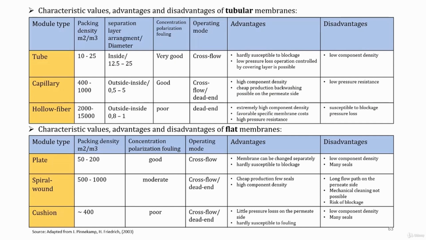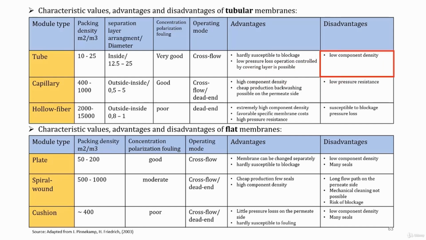Due to the different characteristics related to performance and operation, such as operating mode, susceptibility to blockage, simple backwashing, etc., and the surface-specific module cost, certain module types are preferentially used depending on the water and wastewater to be treated. Now, let's have a look at the characteristics, advantages, and disadvantages of tubular membranes.